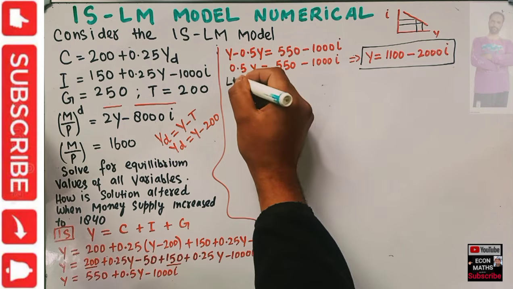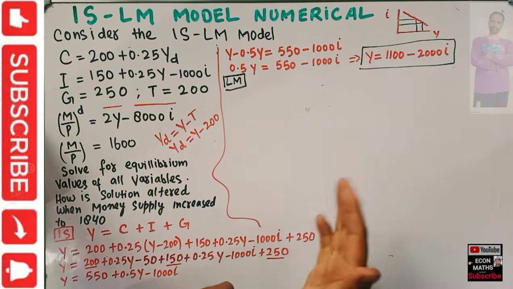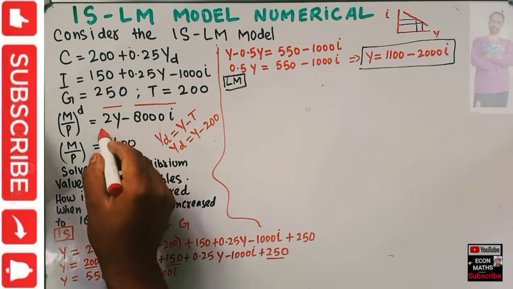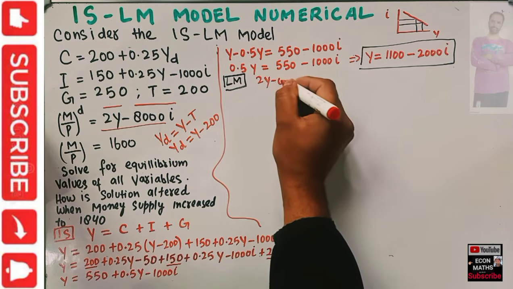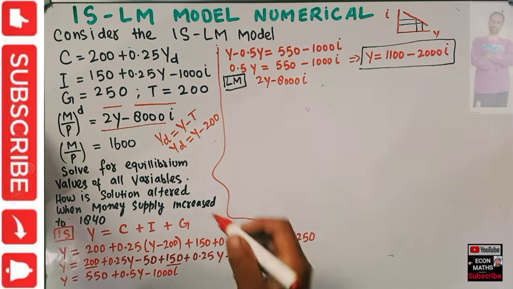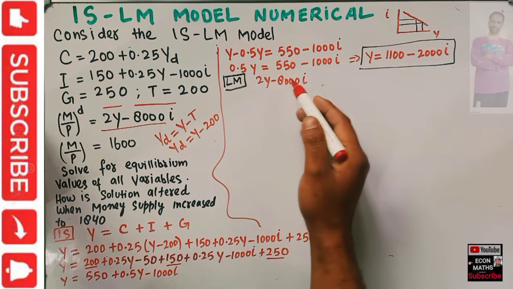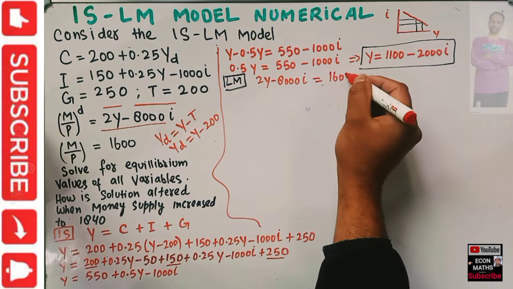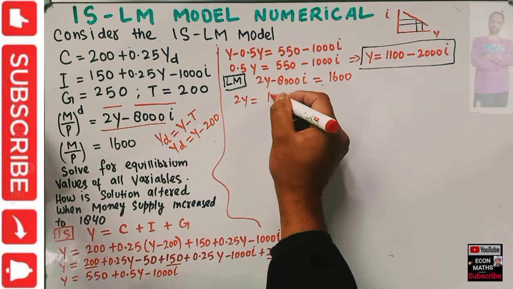What is LM? When will our money market be in equilibrium? Simple thing, when our money demand is equal to money supply, at that time our money market will be in equilibrium. This is our money demand, which is 2y minus 8000i. This is composed of two items, the transactionary demand for money and speculative demand for money, and it should be equal to our money supply, which is being given as 1600. Solving again, so we have 2y is equal to 1600.